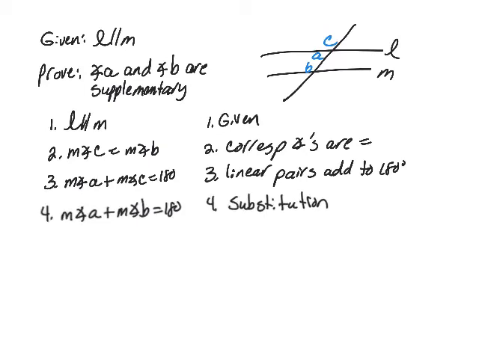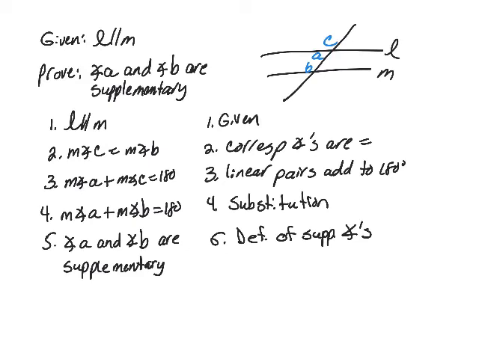And then this is essentially the definition of supplementary. So at the end, your final statement will be angle A and angle B are supplementary. And the reason is going to be definition of supplementary. So here's what it looks like. Angle A and angle B are supplementary. We always end with what we're trying to prove. Definition of supplementary angles. And look how I abbreviated that: DEF, sup, angles. That's totally okay.